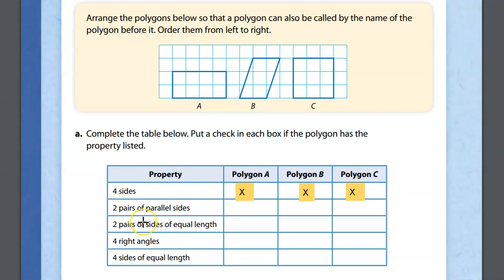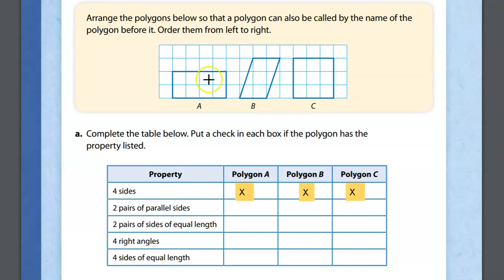Now let's look at the next description. 2 pairs of parallel sides. Again, our vocabulary word parallel means that they are 2 straight lines that do not meet. So let's check our polygons. Our first polygon A, it has 1 pair of sides and another 2 pairs of sides. And each pair do not meet one another.